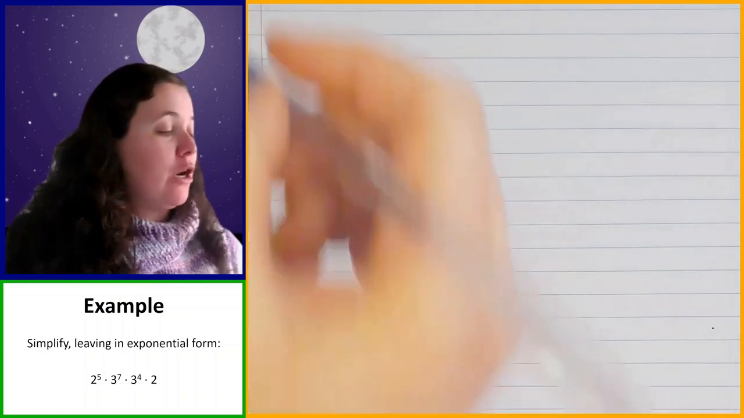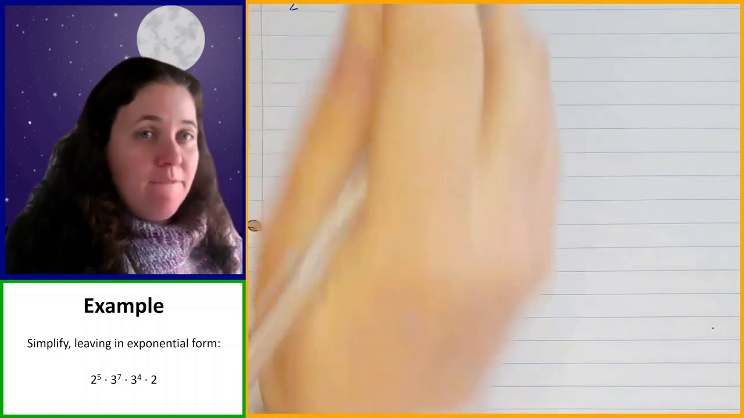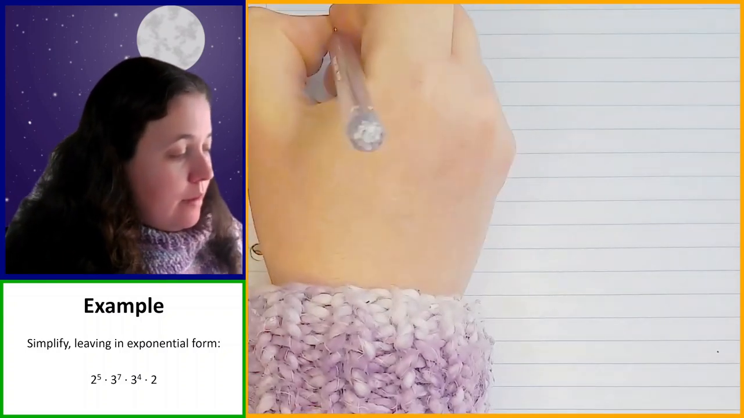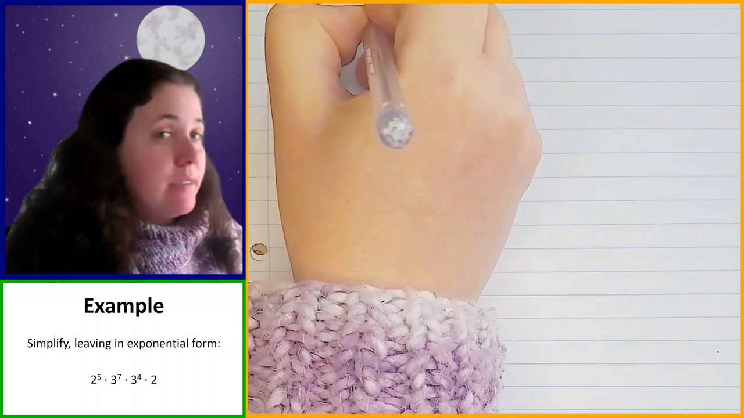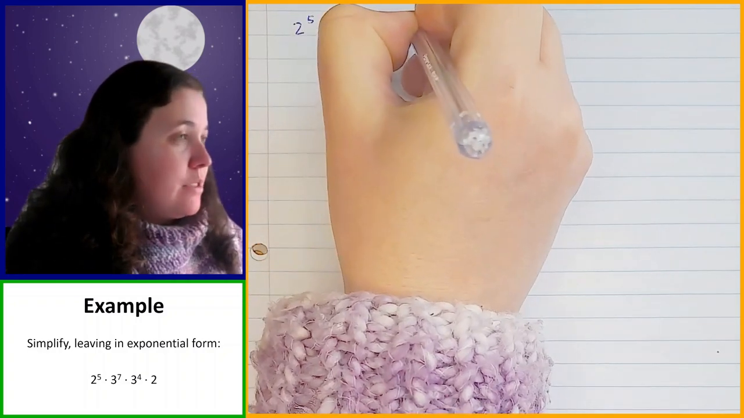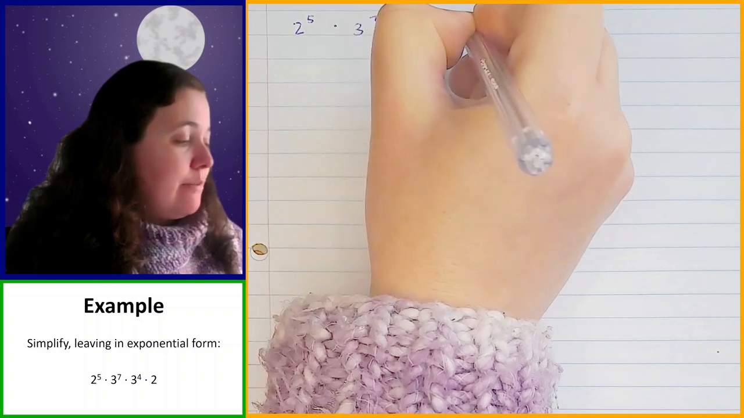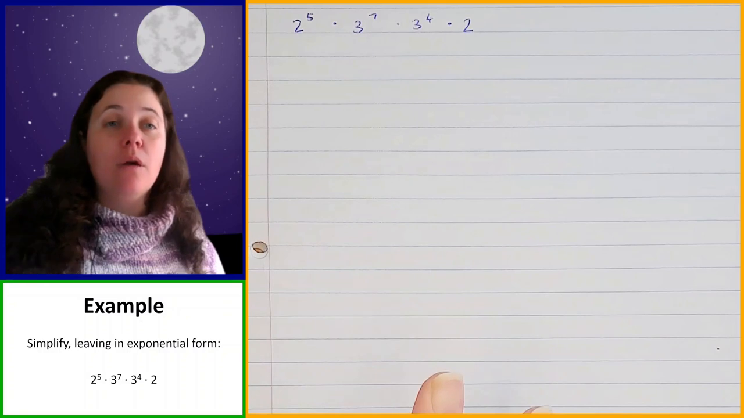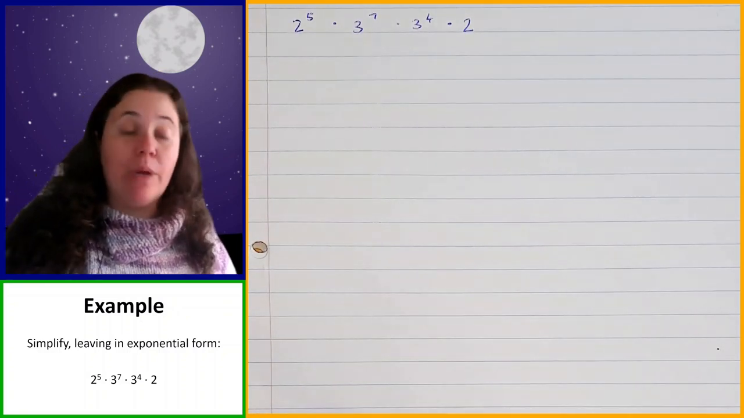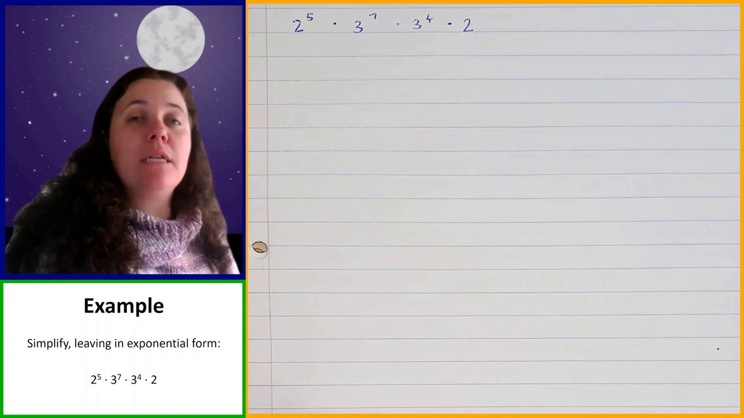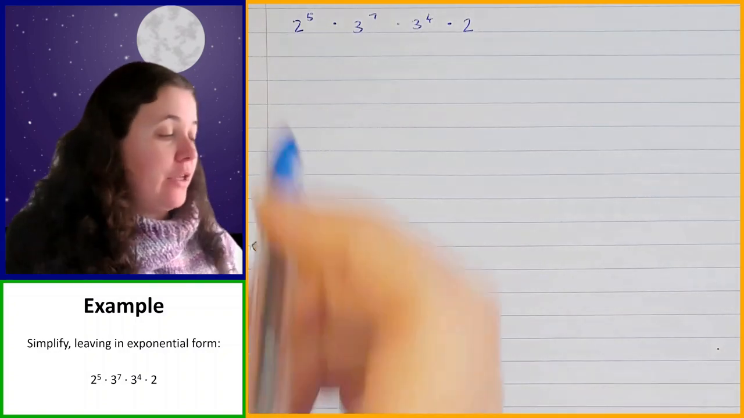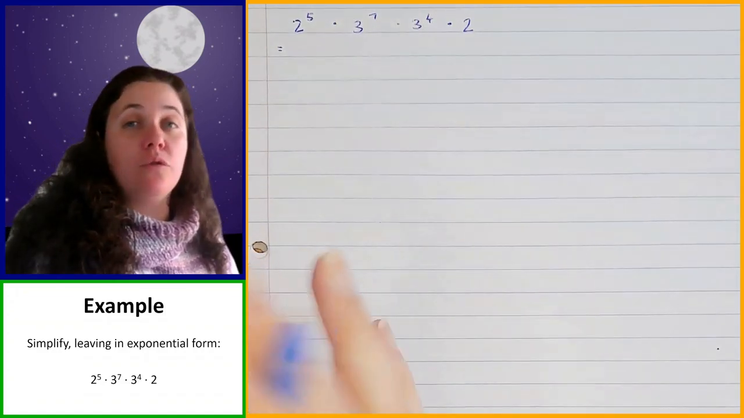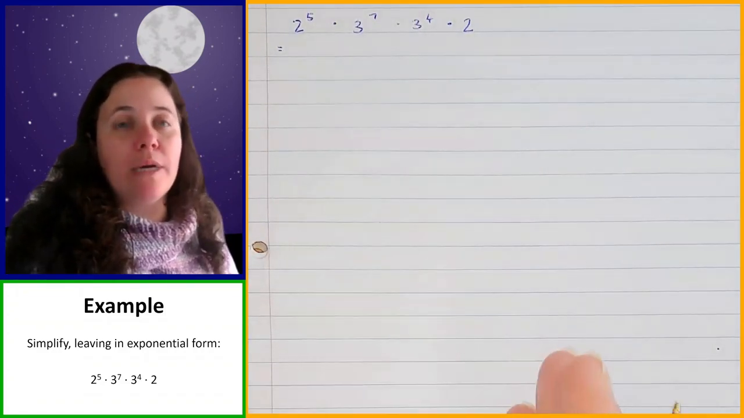We've got 2 to the power of 5 times 3 to the power of 7 times 3 to the power of 4 times 2. Now what we need to do is group them. We don't actually have to physically group them, but we can if we want to. But we need to consider all the powers that have the same bases together. So for now, you can group them just to get used to considering them together, but you don't have to always group them.